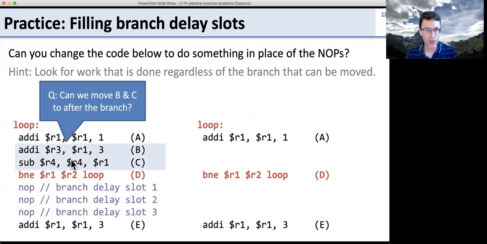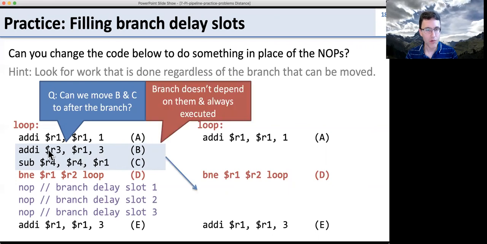How about these next 2 instructions? Can we move these to after the branch? Well, the branch doesn't depend on them. These get executed every time we go around the loop. So if we move them down here and execute them after the branch while we're waiting for the branch to get all the way to the memory stage, so it gets resolved, that's fine.